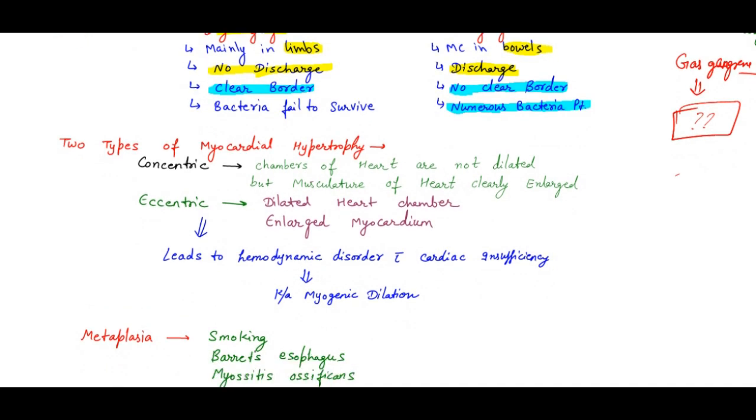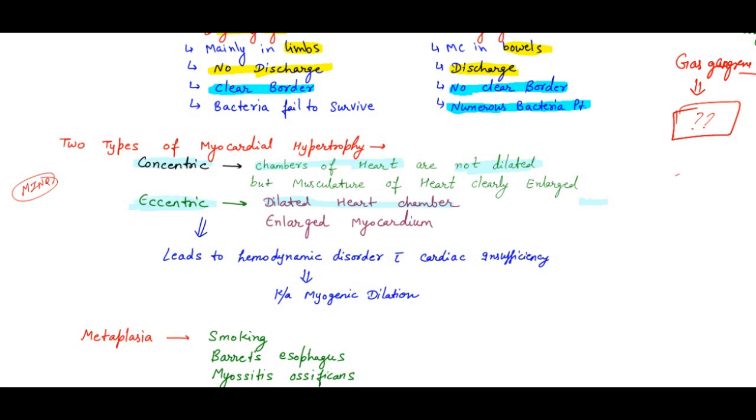Okay, next is about two types of myocardial hypertrophy. In the ministry exam there is one question about concentric and eccentric hypertrophy. Remember, concentric means the musculature of the heart is clearly enlarged, with no dilation of the chamber of the heart. And if there is a dilated heart chamber, it is eccentric. Eccentric means dilation of the heart chamber.